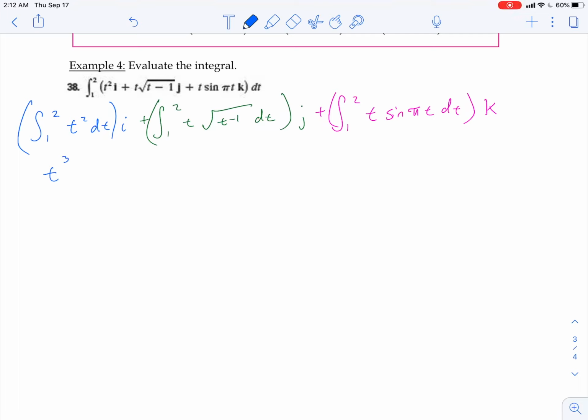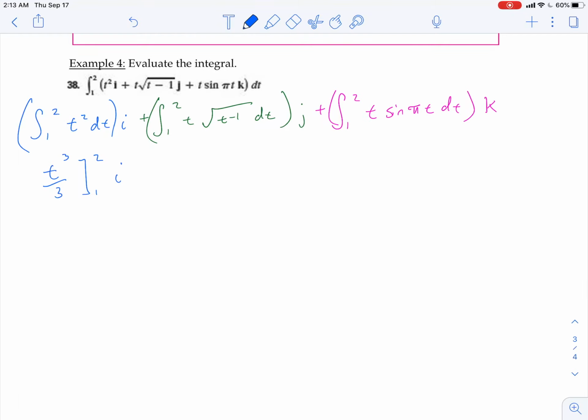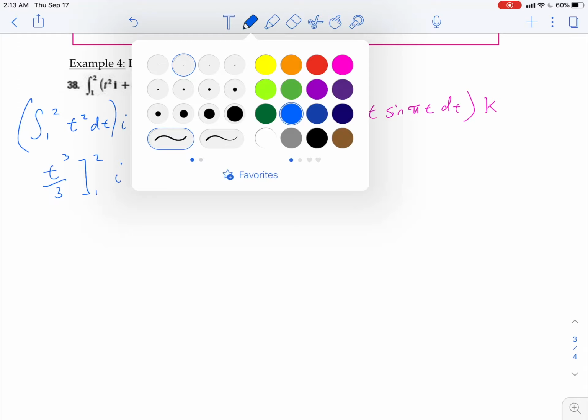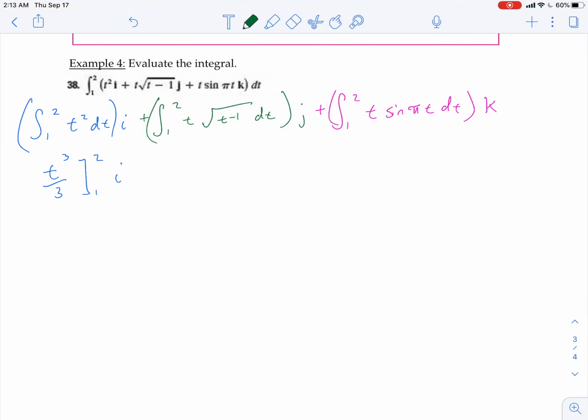And so now let's go ahead and take the integral. The first one's fun because it's easy. We take the integral of t squared and we get t cubed over 3. The dt goes away, and now we're left with that evaluated from 1 to 2, i.